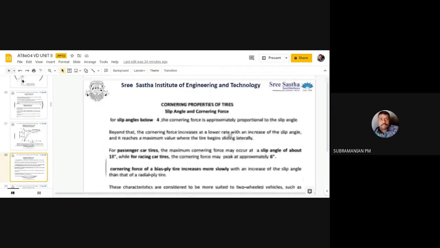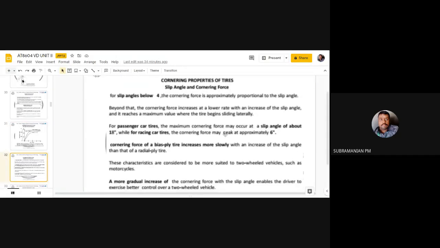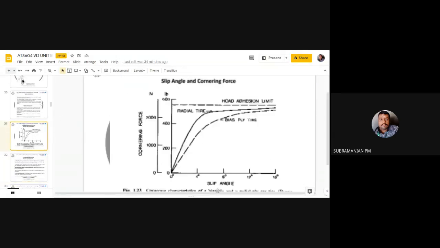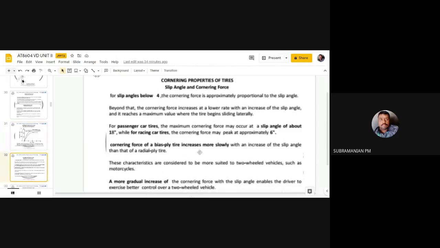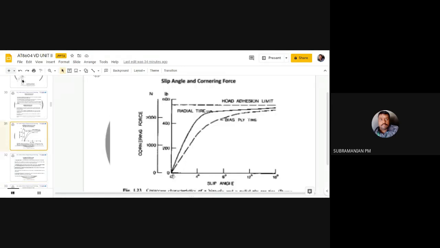That is, you can see the linear characteristics, up to 4 degrees. The relationship between cornering force and slip angle is almost linear. You can't say 100% linear, almost linear. And after that, what happens? You can see here, as slip angle is increasing, cornering force also will be increasing in the same fashion.